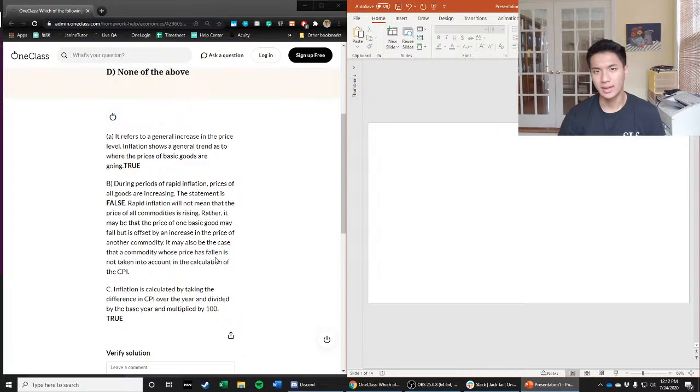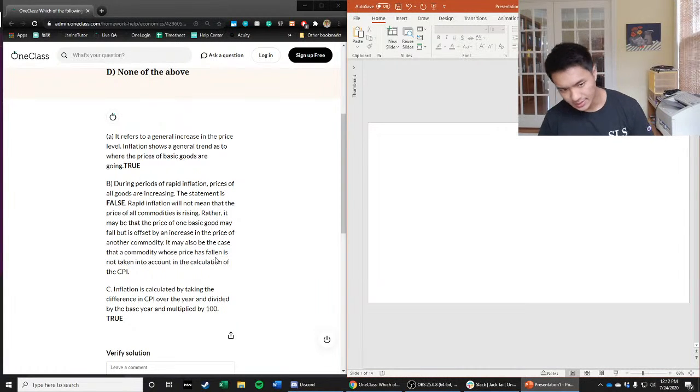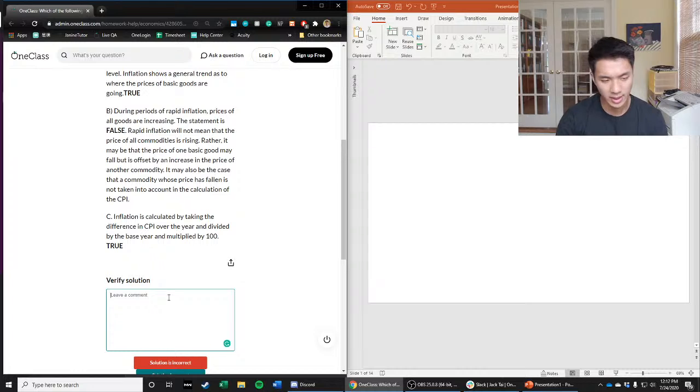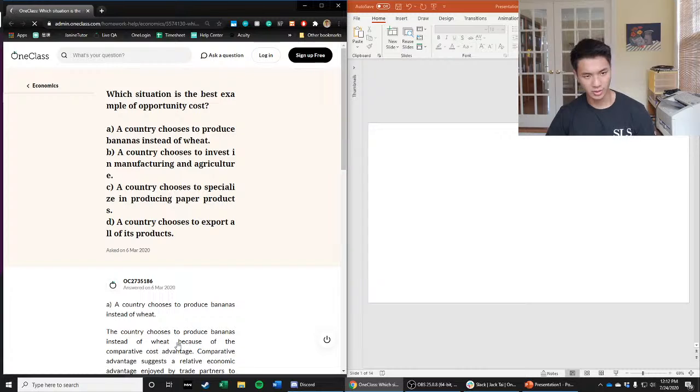Remember, we said that the CPI baskets calculated by economists are just meant to be a snapshot of the typical family's expenditures in a given amount of time. You might not include the price of more expensive goods there, like cars or other goods that are more rarely purchased that might not represent the average consumption by a family. So those are all different reasons, again, that it's not necessarily true that when inflation occurs, the prices of all goods go up. And then C says inflation is calculated by taking the difference in CPI over the years and dividing by the base, multiplying that by 100, and that is true as well. So great answer. We're going to mark that as correct, and we can move on to the next question.